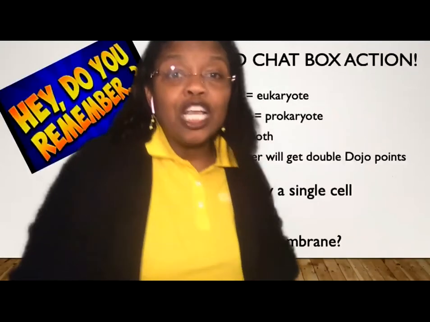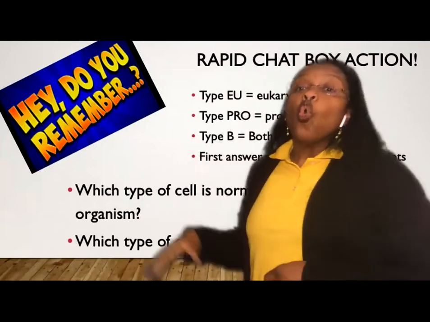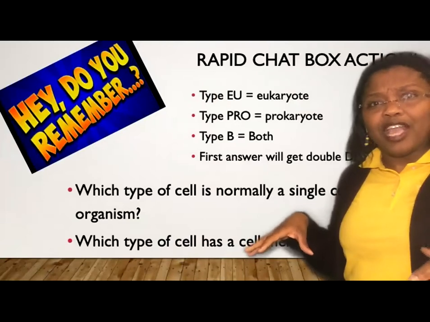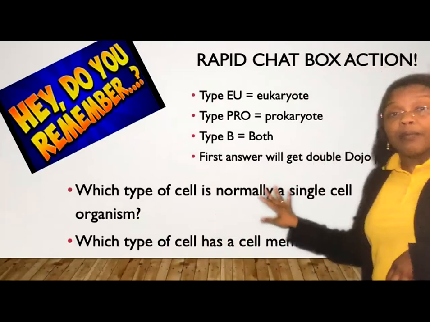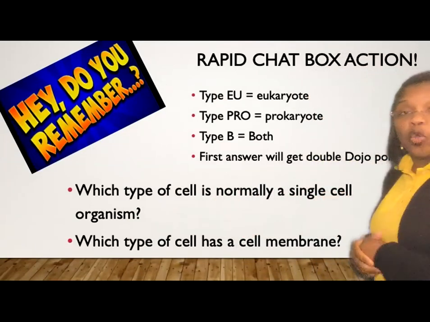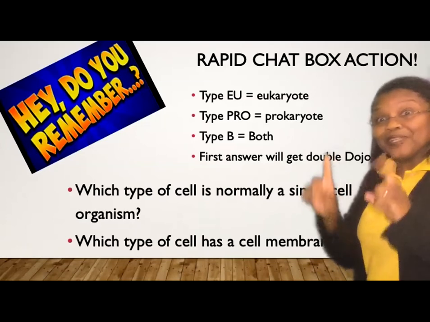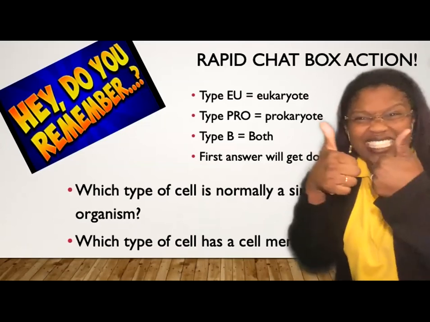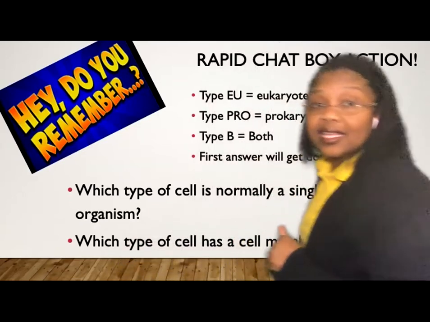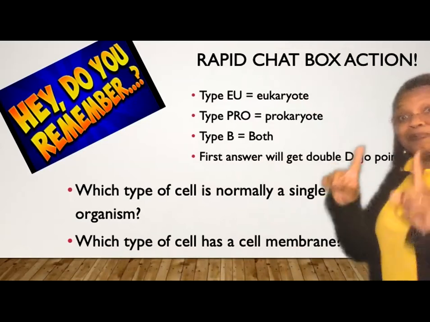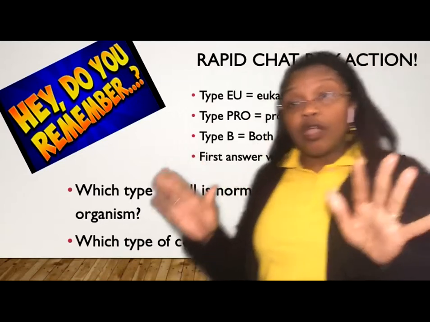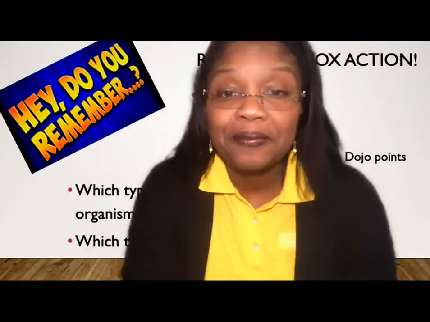All right, so real quickly, do you remember? If I was live, I would have you do this in the chat box, but just kind of answer it yourself, okay? So you can pause it. Do you remember which type of cell is normally a single cell organism? Did you guess prokaryotic? Yes, if you did. Which type of cell has a cell membrane? Did you guess both? Yes, because prokaryotic and eukaryotic both have cell membranes.